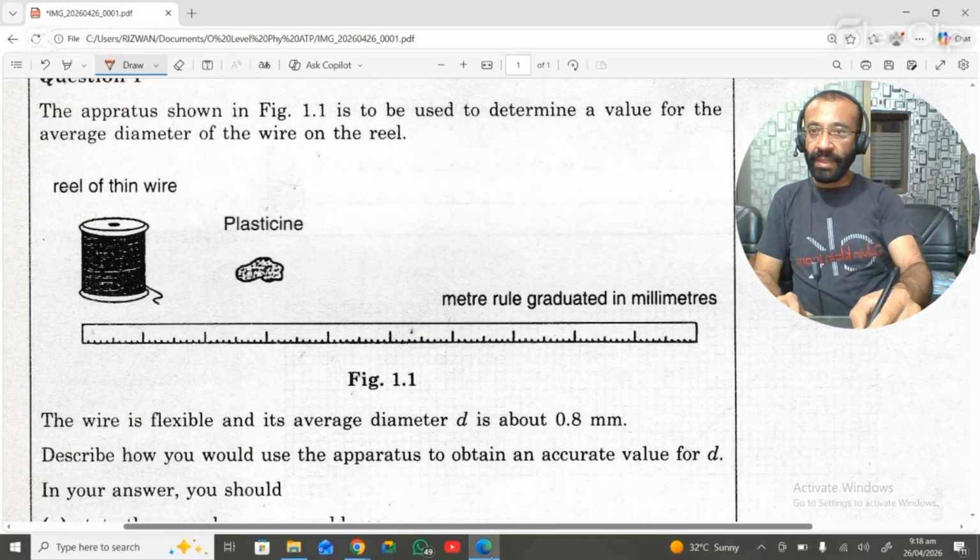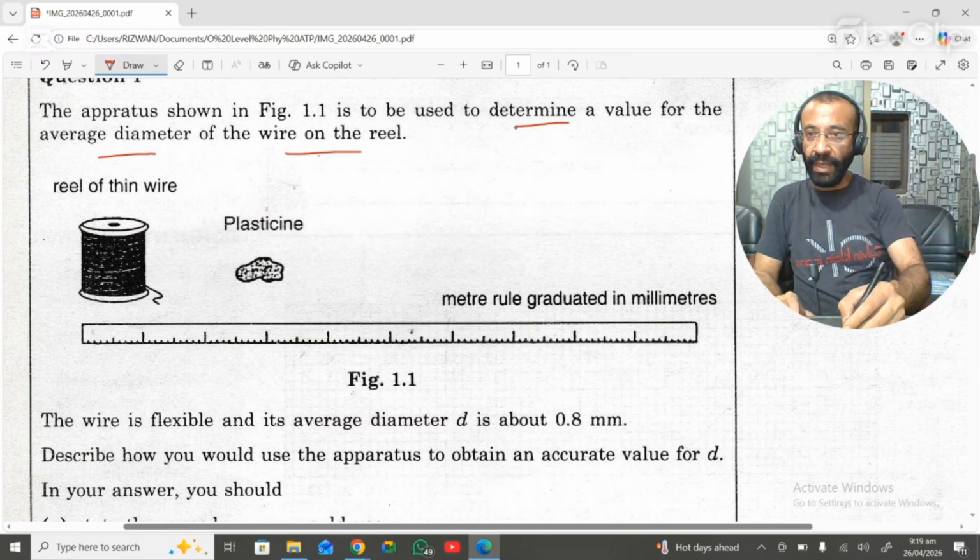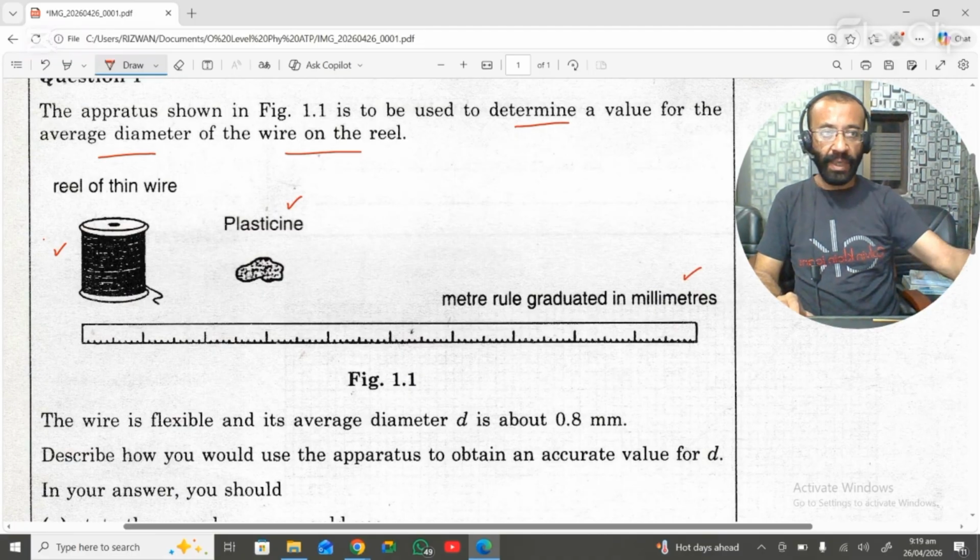And the question is: the apparatus shown in figure 1.1 is to be used to determine the value of the average diameter of the wire on the reel. So here is the wire. This is a plus sign given, and this is a meter rule given.